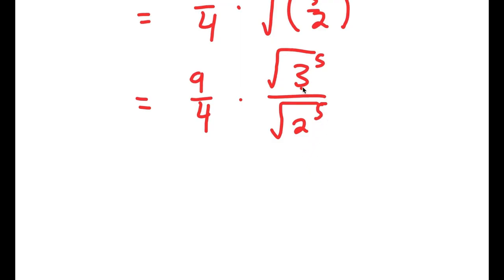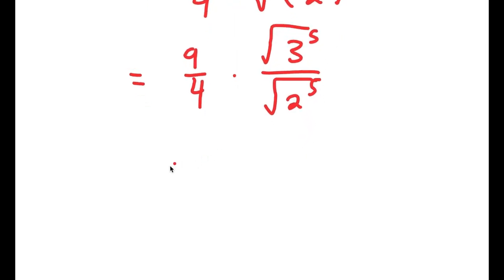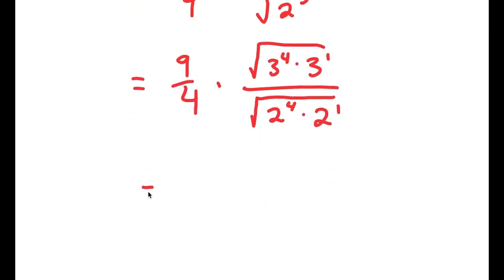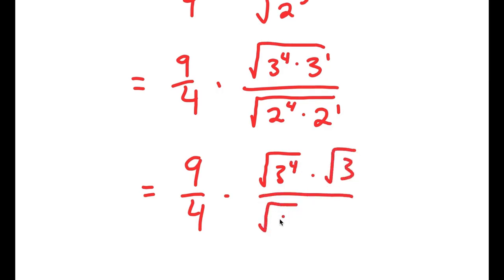Now from here, the square root of 3 to the power of 5, I can rewrite that as the square root of 3 to the power of 4 times 3 to the power of 1. And the square root of 2 to the power of 5, I'm going to do the same thing. I'm going to rewrite that as the square root of 2 to the power of 4 times 2 to the power of 1. And now we can divide this into the square root of 3 to the power of 4 times the square root of 3 over the square root of 2 to the power of 4 times the square root of 2.